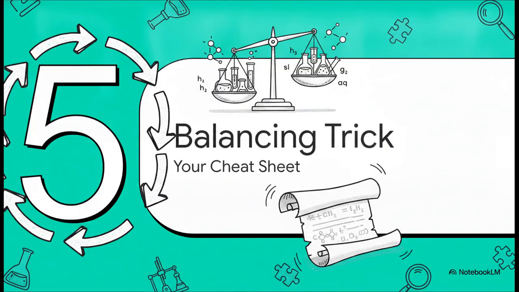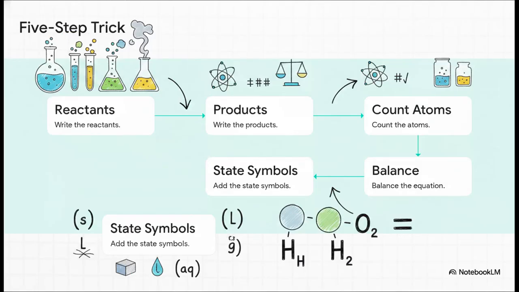Section 5, the 5-step balancing trick, your cheat sheet. Let's summarize this so you have a foolproof trick. Anytime you face a chemical equation, I want you to walk through this simple 5-step process. First, write down the reactants. That's the stuff on the left side you're mixing together. Second, write down the products. That's the new stuff on the right side that you've created.